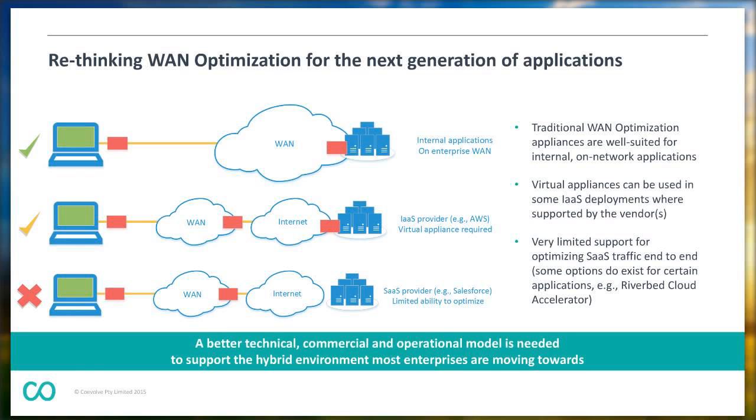If you're pushing workloads and infrastructure out to something like AWS or Azure, it's still possible, and there are virtual instances of most of the major WAN optimization appliances today that can be deployed into the VPC, in the Amazon terminology, for example, where it becomes effectively part of that virtual network sitting in the Amazon cloud and can optimize traffic to and from that environment.